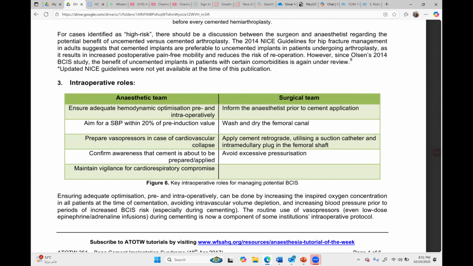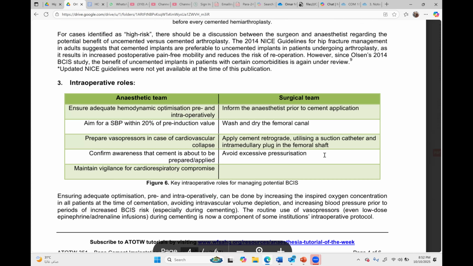Inform the anesthetist prior to cement application from the surgical side. Wash and dry the femoral canal. Apply cement retrograde. Use a suction catheter and an intramedullary plug in the femoral shaft. Avoid excessive, I don't know, pre-suturization. I don't know what it is, maybe it is reaming, something like that. I'm not sure about it.